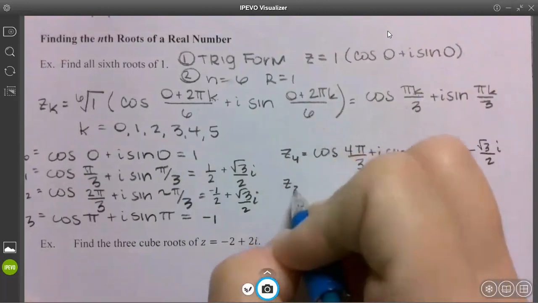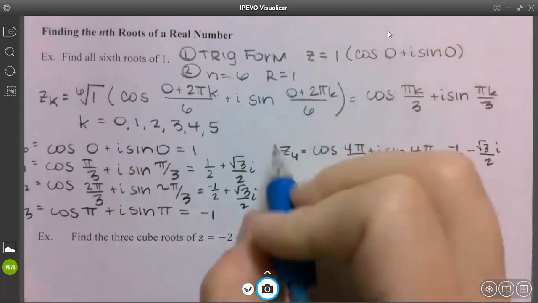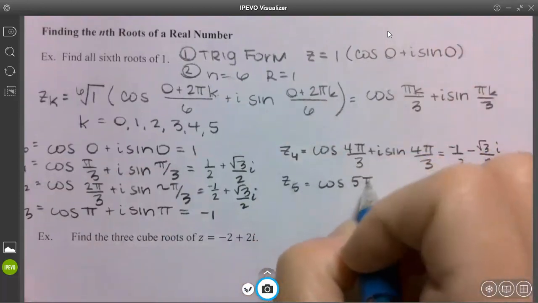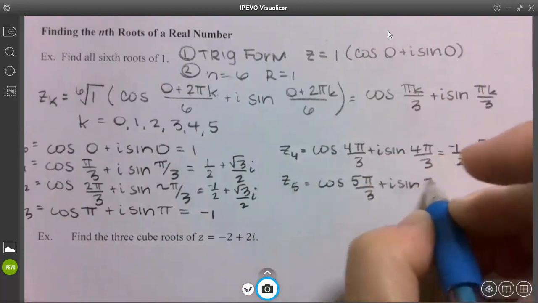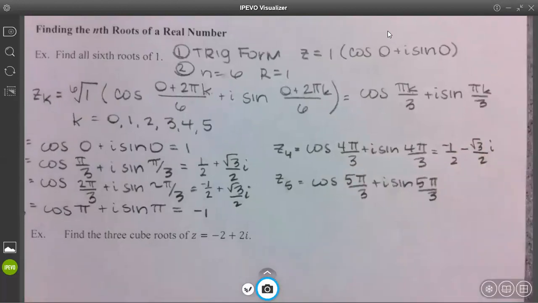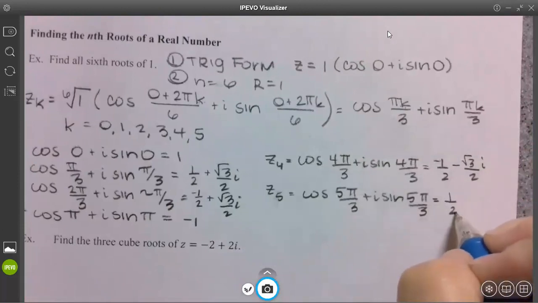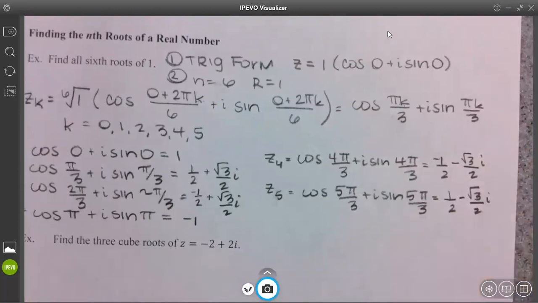And then the last one, Z5, is cosine 5 pi over 3 plus i sine 5 pi over 3. 5 pi over 3 is at the bottom, and it says cosine is 1/2, and sine is negative square root of 3 over 2 i. So there's all 6 roots.